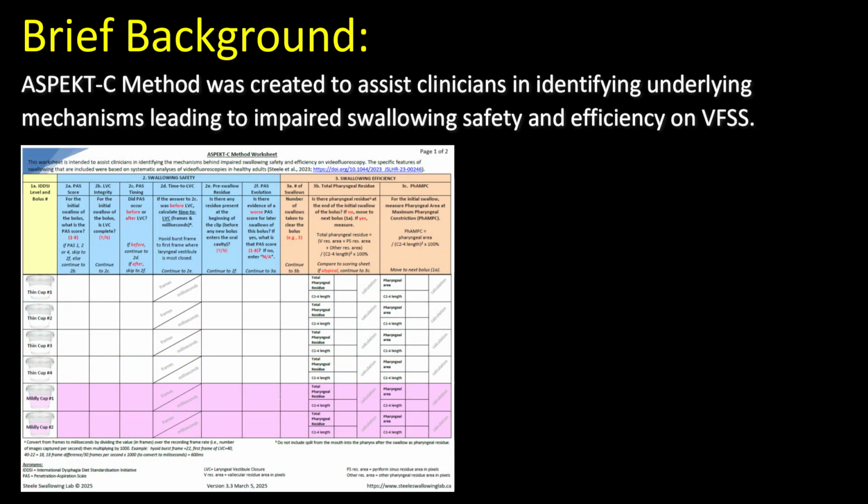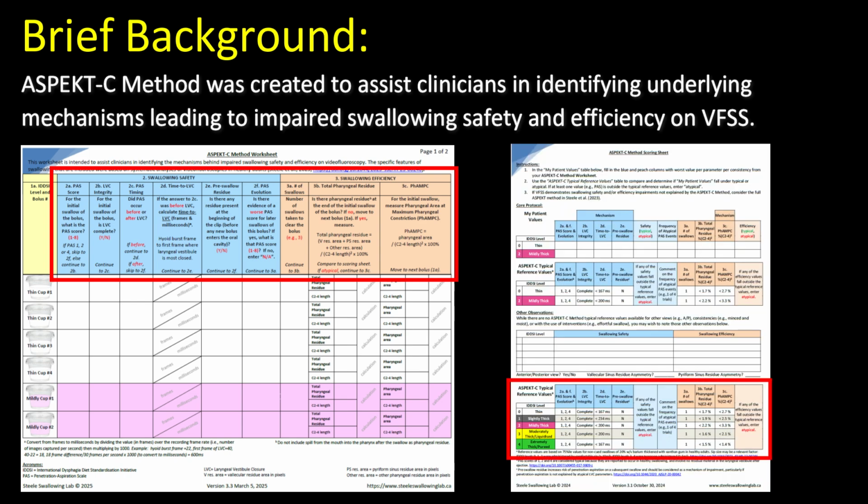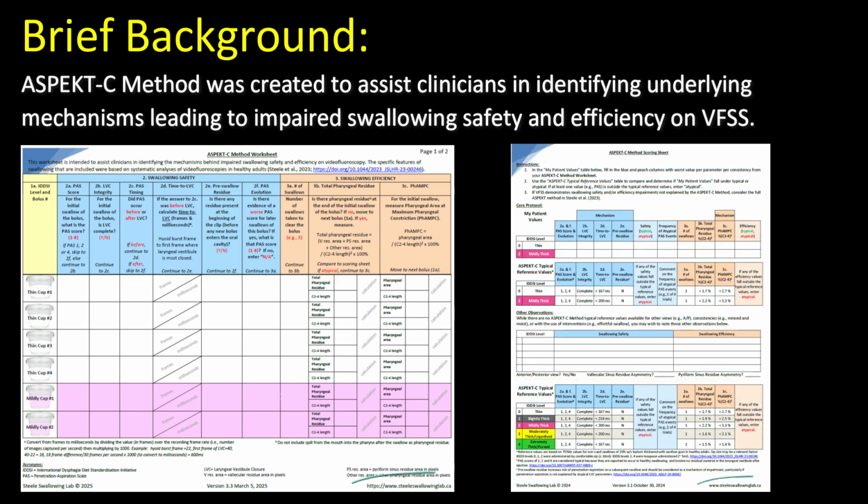These parameters are found in the top row of the ASPEKT-C worksheet and can be compared to reference values in healthy individuals using the scoring sheet. Both the worksheet and the scoring sheet are available on our website. This video is not a replacement for ASPEKT-C training. If you are interested in ASPEKT-C training, please go to the Swallowing Rehabilitation Research Lab website for details.